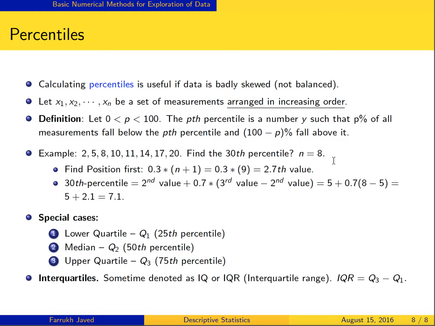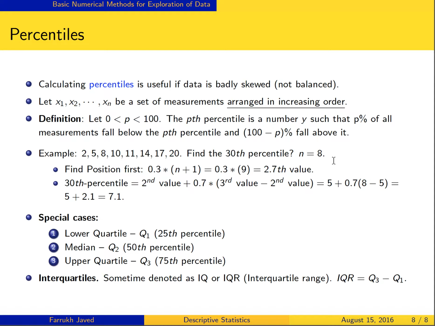The formula is pretty simple. I multiply the percentile I am interested in by n plus 1, where n plus 1 is the number of observations plus 1, which in my case is 9. So 0.3 times 9 is the 2.7th value. That value is the 30th percentile of the data. Now the question is, how can I evaluate that value? The 2.7th value lies between the second and third value, right?